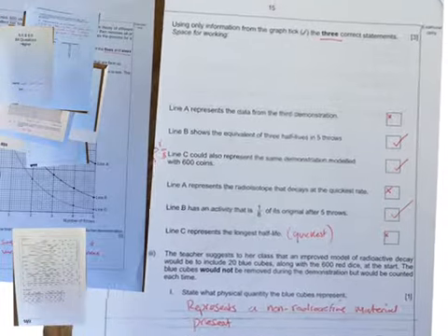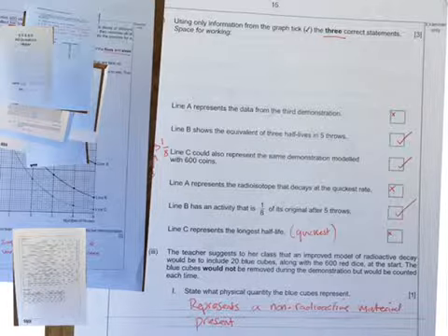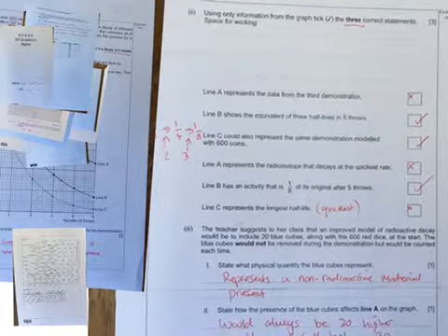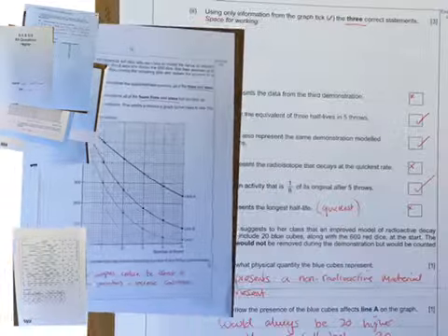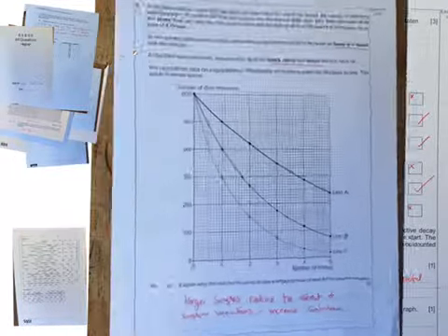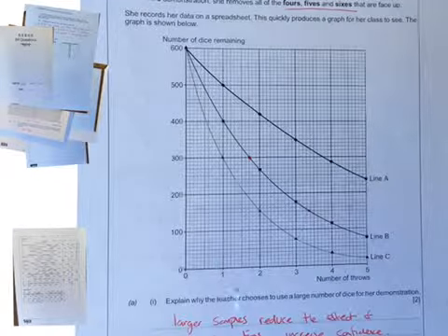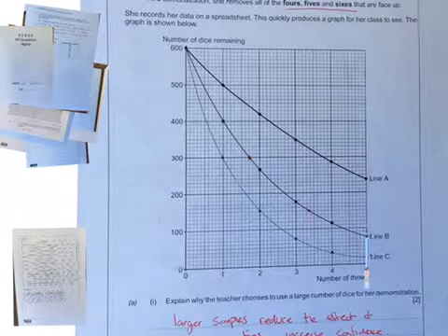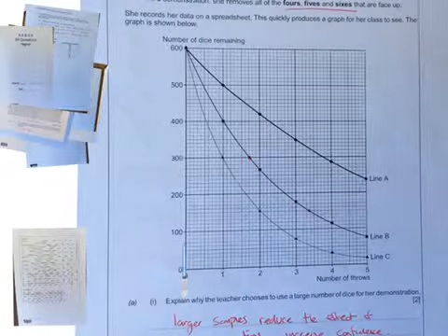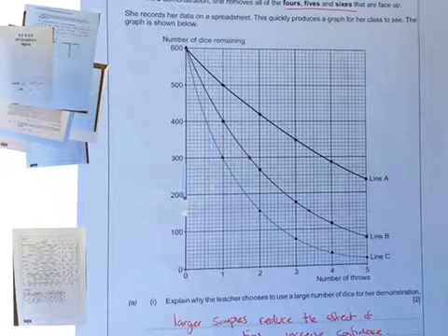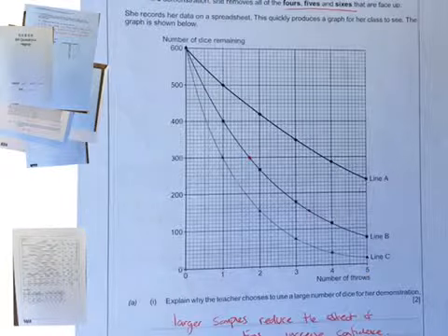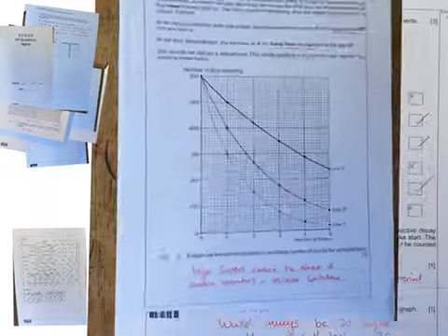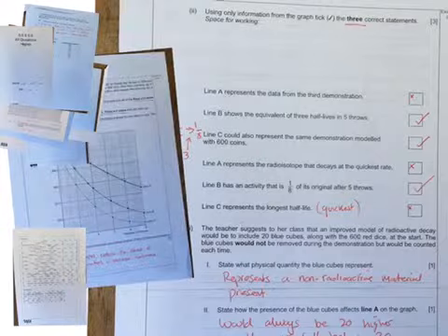So that is nonsense. Line B shows the equivalent of 3 half-lives in 5 throws. Well, we can check that. There's the number of throws on the bottom. Is it 3 half-lives? We get down to around about 75. So it starts at 600, then 300, that's 1 half-life. Then it's going to be 150, 2 half-lives, and then, yeah, 75 gets down there. So that statement is correct. There's about 3 half-lives there.